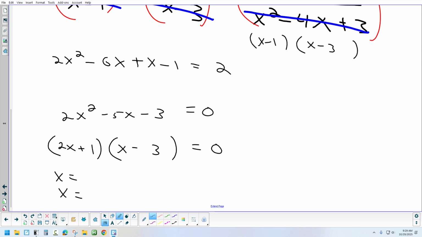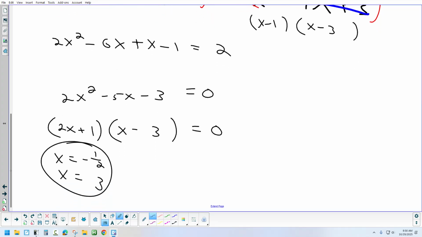What would be your 2 values for x that make that true? Yep. Negative 1/2 and 3. Now, you're not done, because one of 3 things could happen. Either both these answers work, one could work and one doesn't, or they both don't work. All right, so we have to check by plugging them back in that we don't get any extraneous solutions.